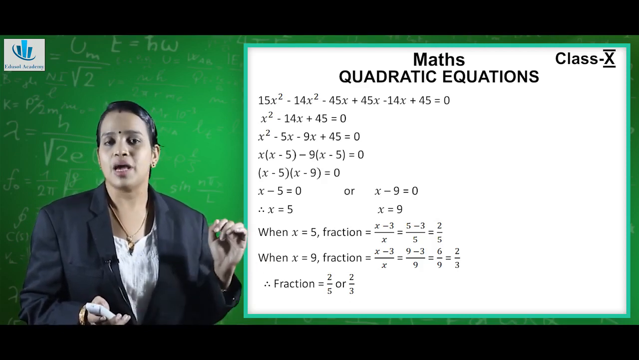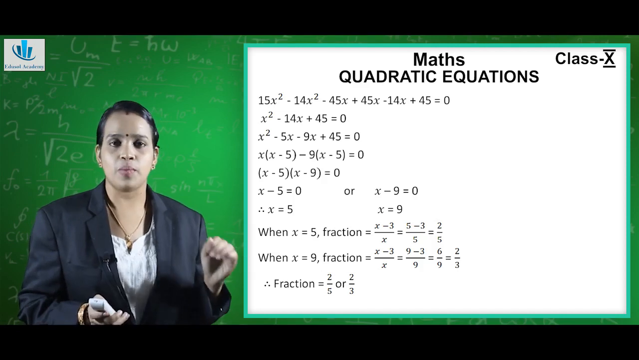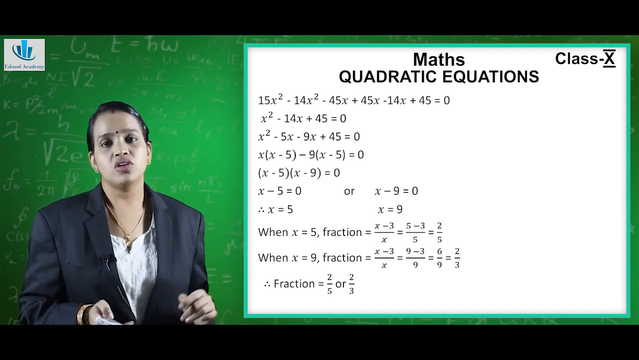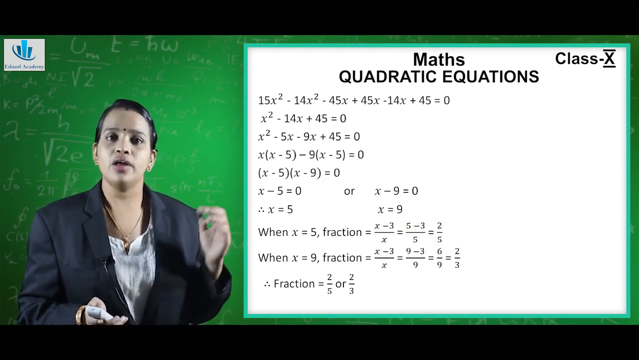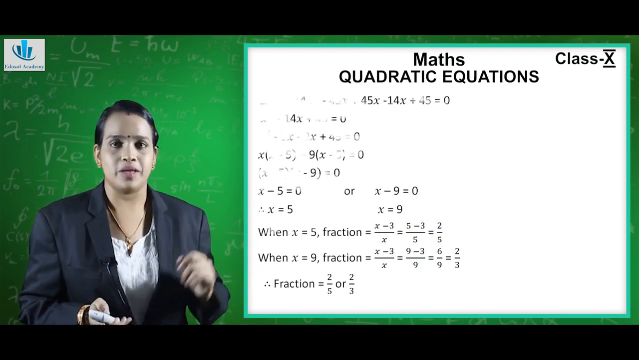So 9 minus 3 upon 9, which is equal to 6 upon 9, that is 2 upon 3. So we can say that our two fractions are 2 upon 5 or 2 upon 3.